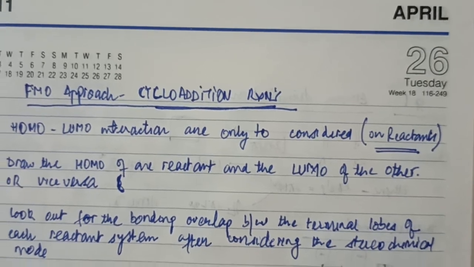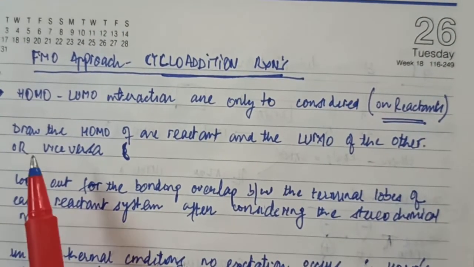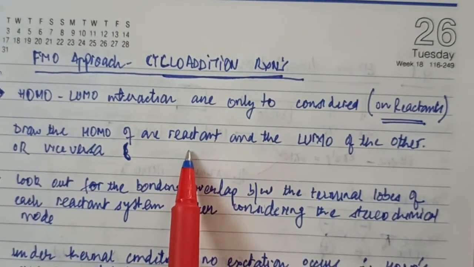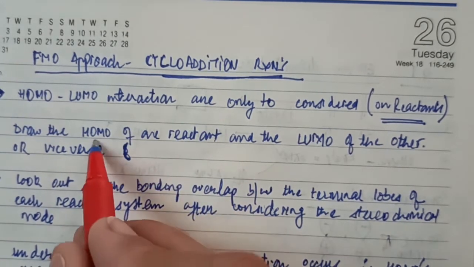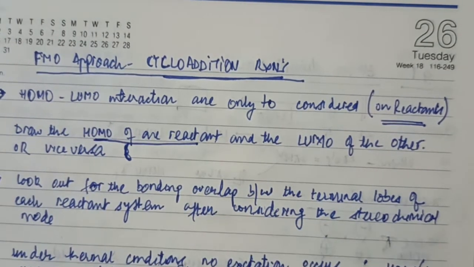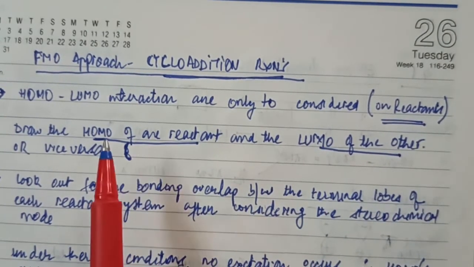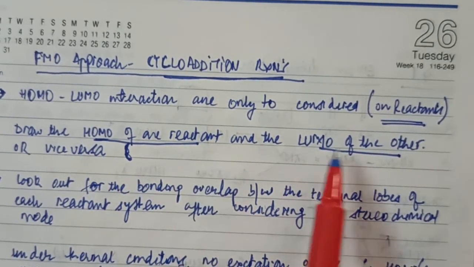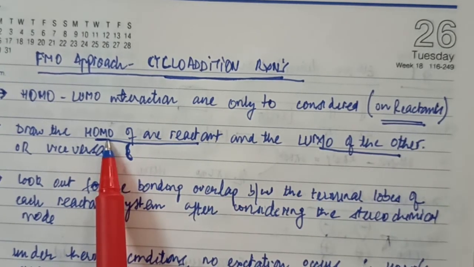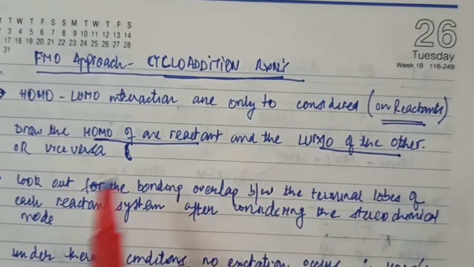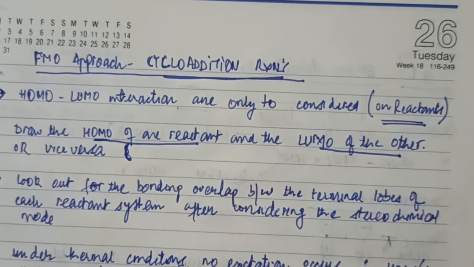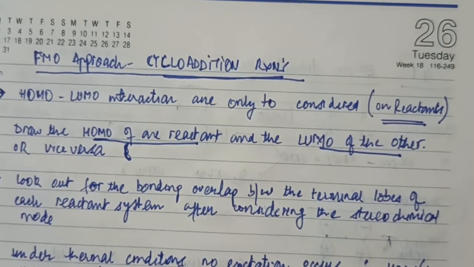Right, now what next is needed? We need to draw the molecular orbitals of the first reactant, not all, but which molecular orbital? The HOMO of the first reactant, and then draw the LUMO of the other reactant, or vice versa. That means draw the HOMO of one reactant and the LUMO of the other, or the LUMO of this reactant and the HOMO of this reactant. Whatever way you can draw both, or you can draw a single one only. There will be no difference in the reaction results.